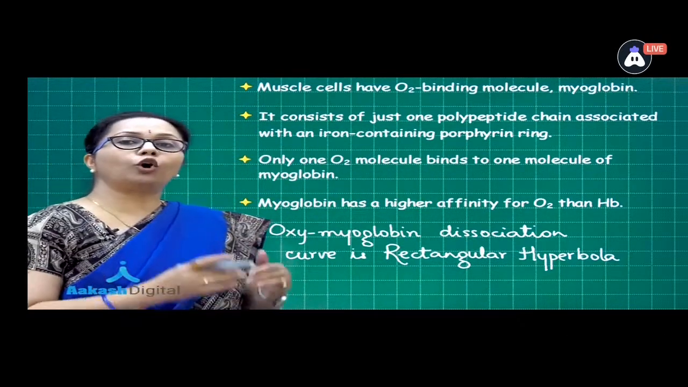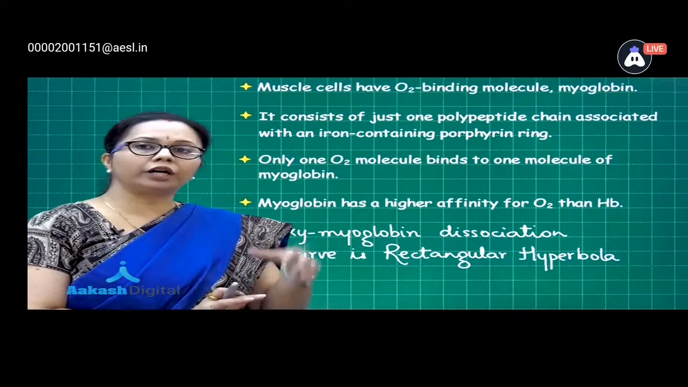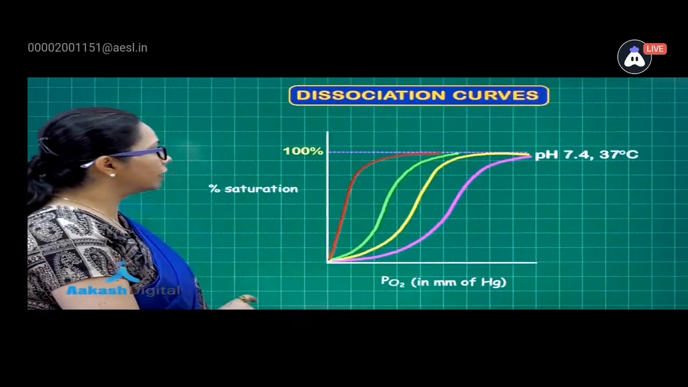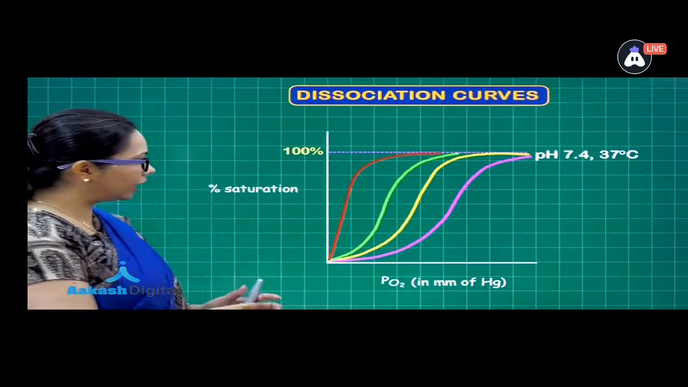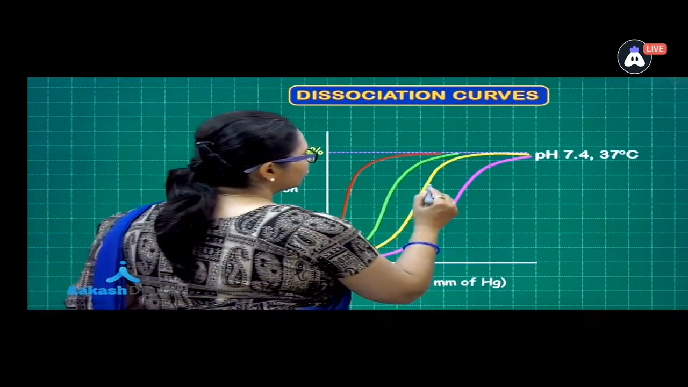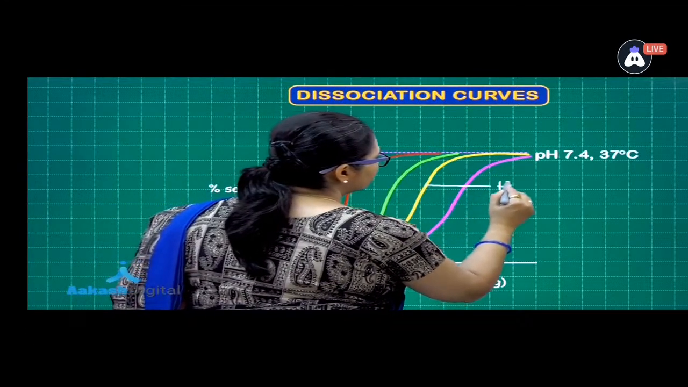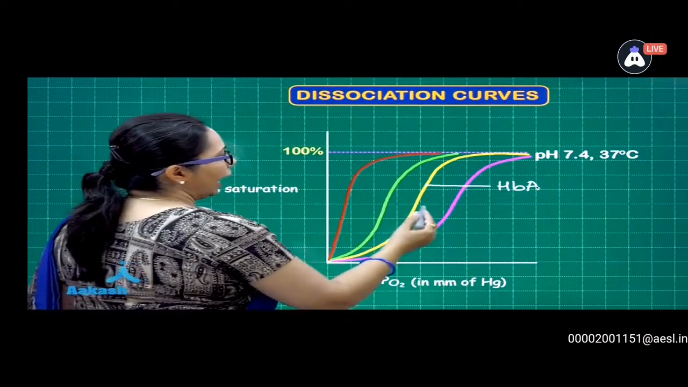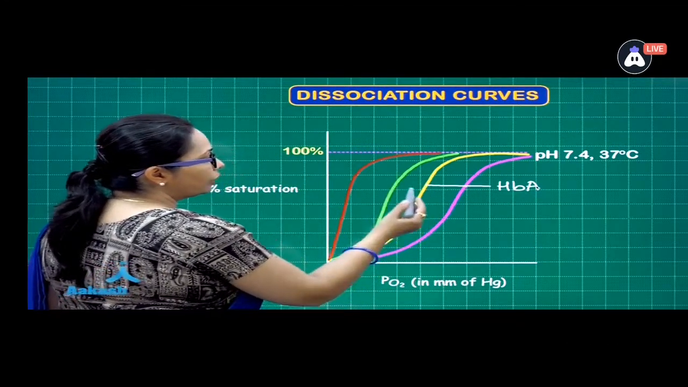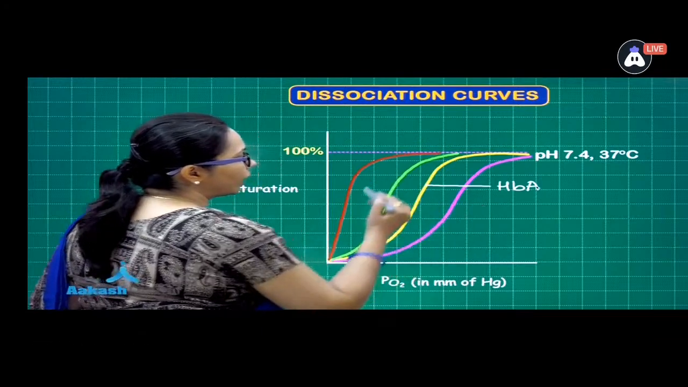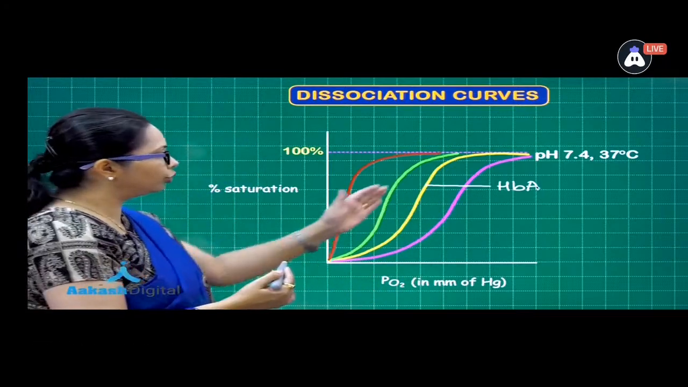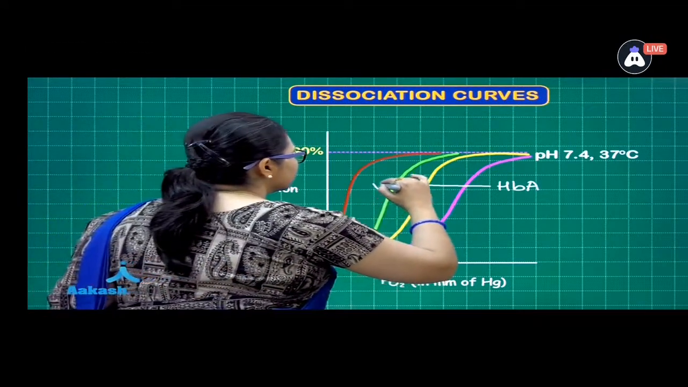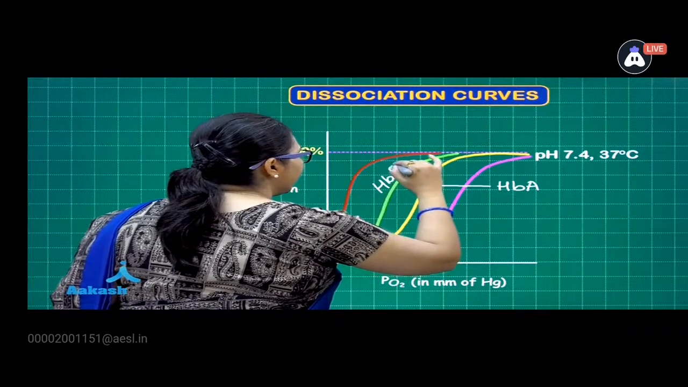Now let us compile all the dissociation curves together, that is for HbA, HbF and myoglobin in one single graph. So we will get a picture like this, where as you remember this one we had started with, this was for HbA. So this is for HbA and this is oxyhemoglobin dissociation curve when it shifts to the right when there is high PCO2, that is the one shown over here. And this one with green, this is for HbF.